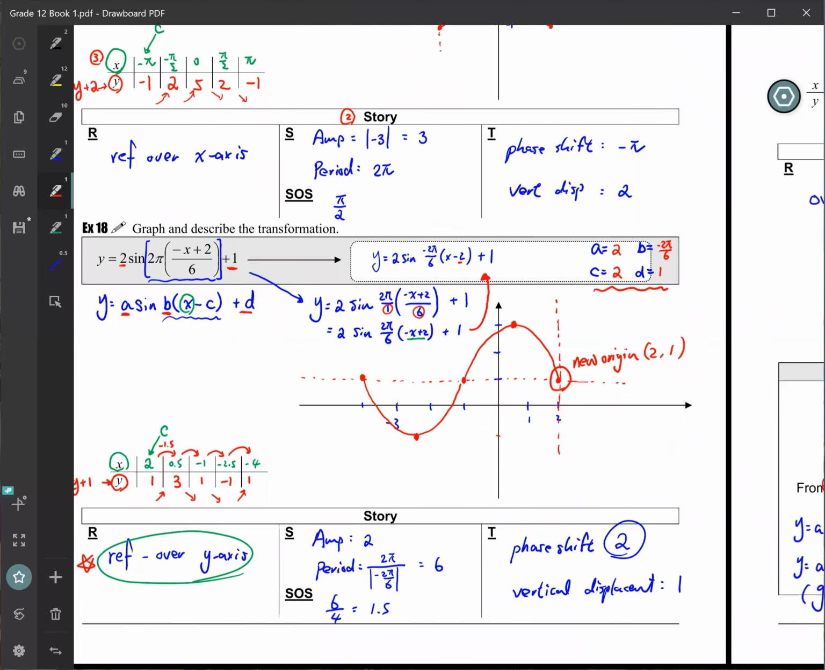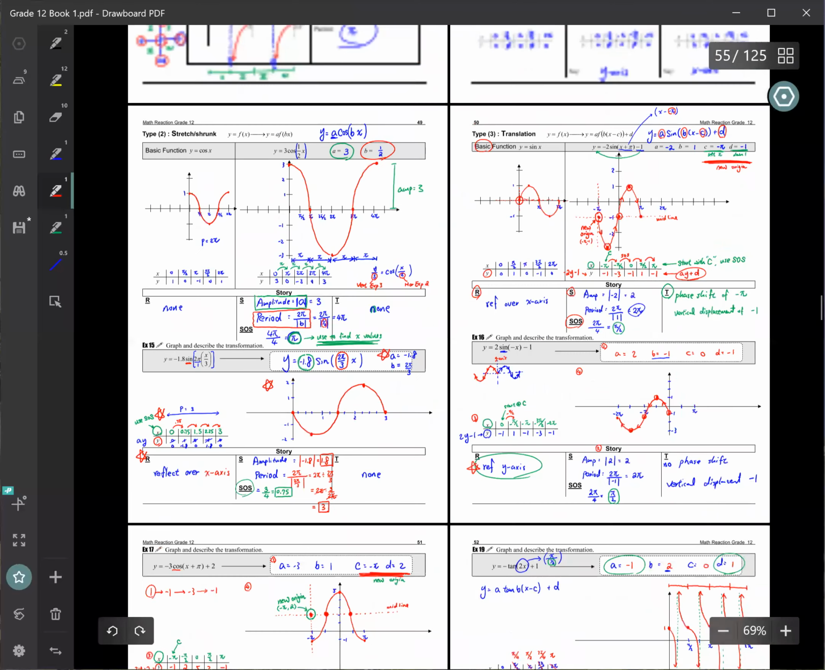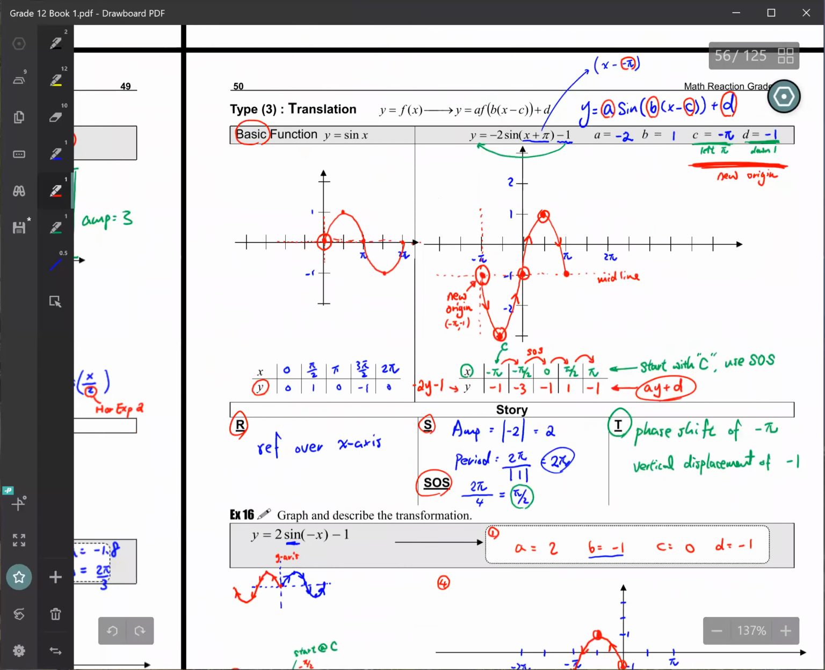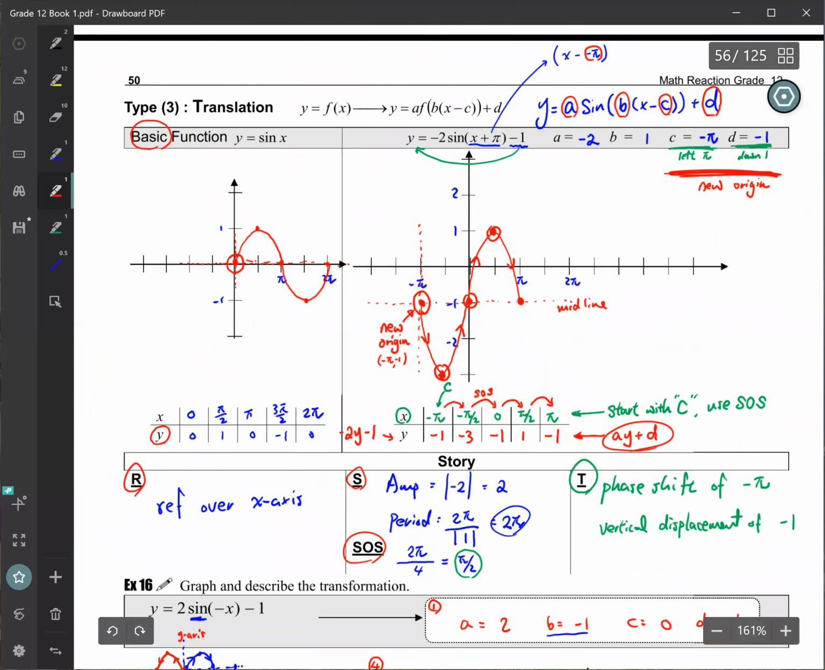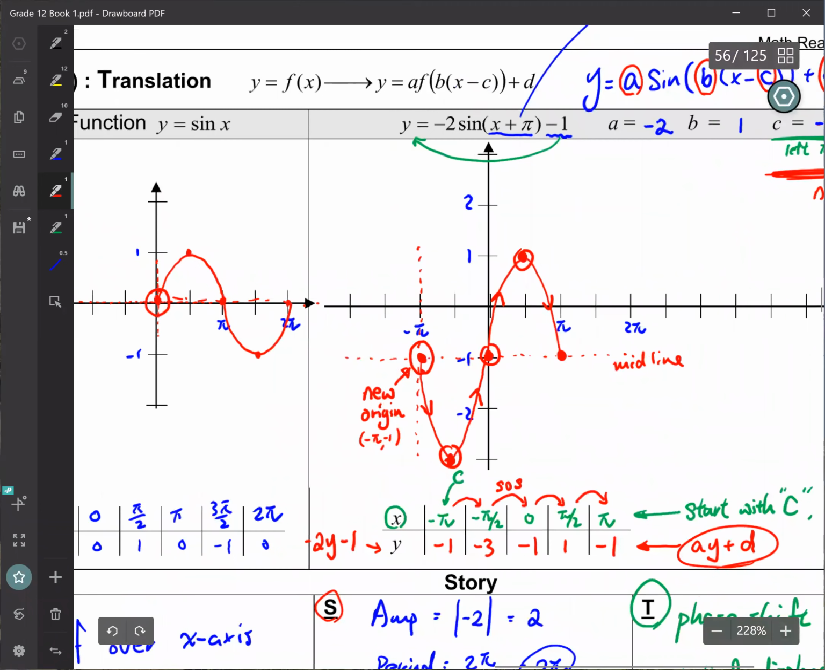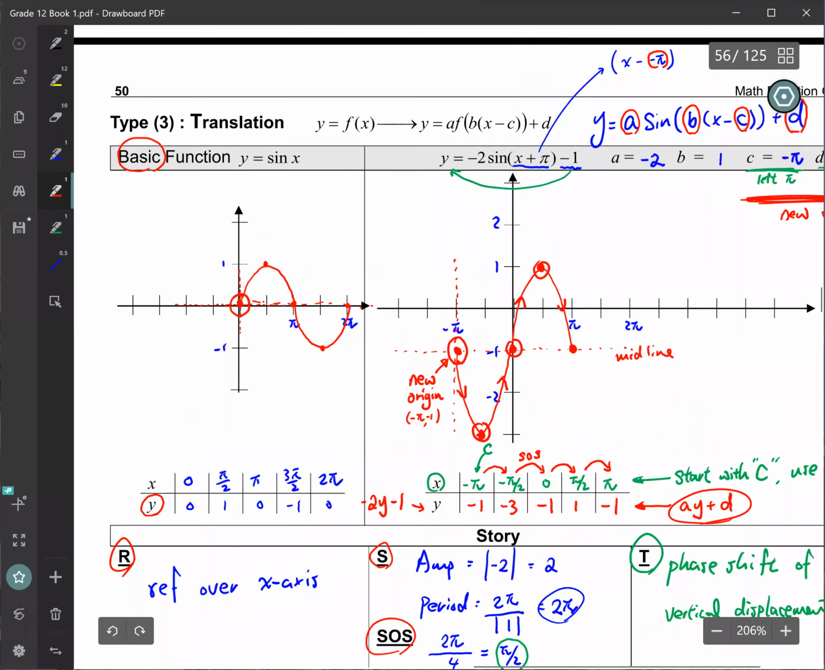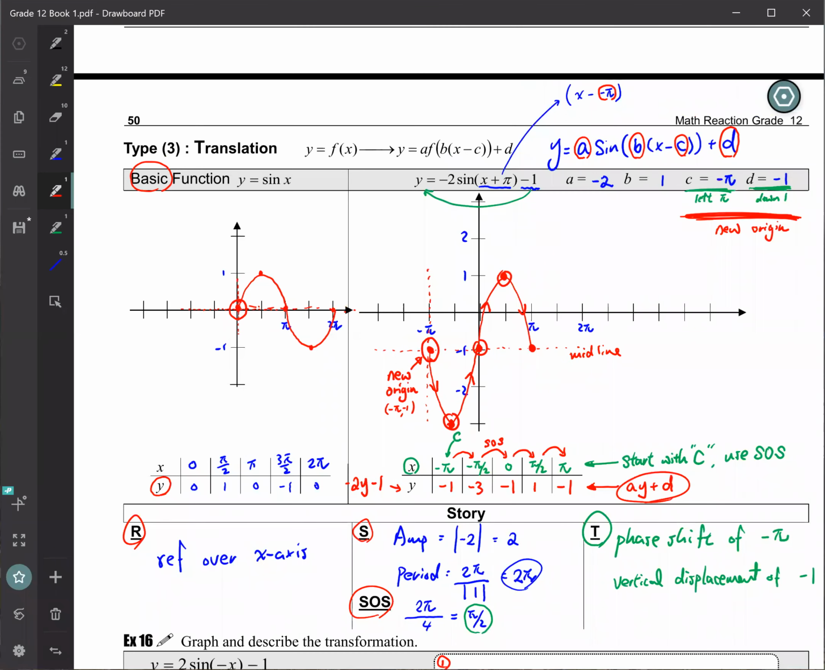Right, remember we talked about new origin? You can turn to page 50. Okay, look at page 50. The new origin is affected by which ones of the A, B, C, D? Which one tells you the new origin? Take a look. What's controlling the new origin? C and D. Yes, very good.